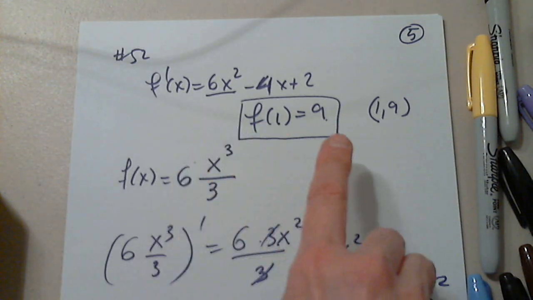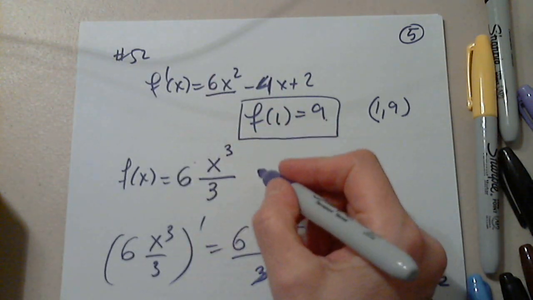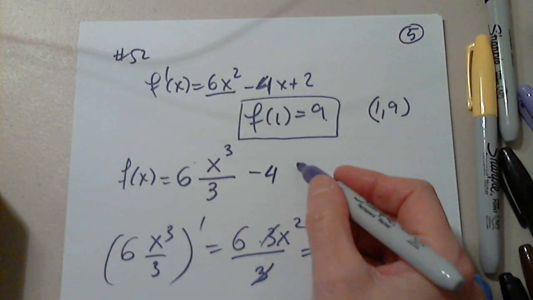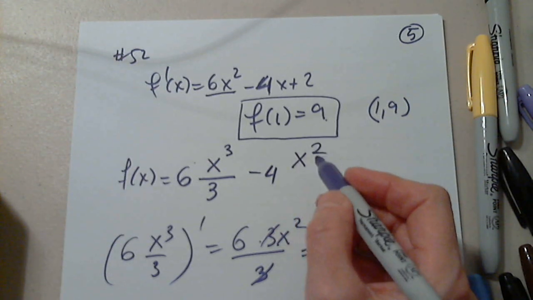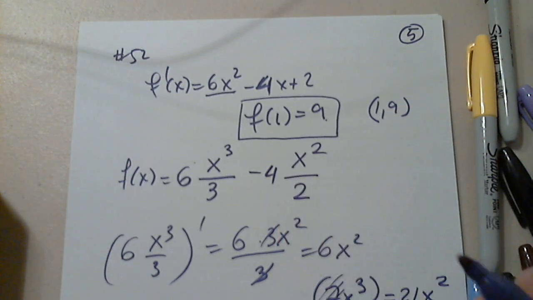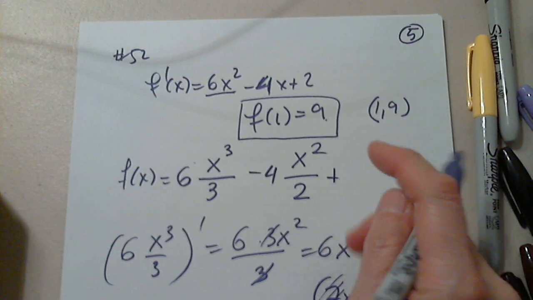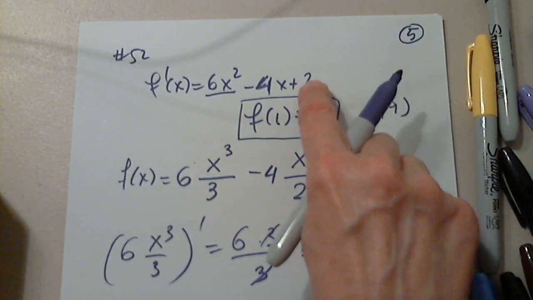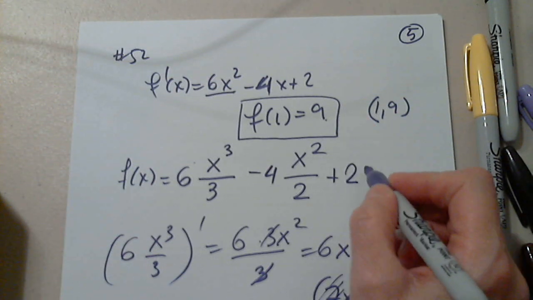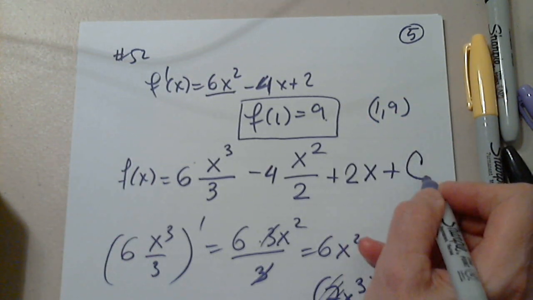Perfect. So I copy -4, which function prime is x? x squared over 2. Exactly. Plus, which function prime is 2? 2x. So we copy 2 and x, plus a constant c.